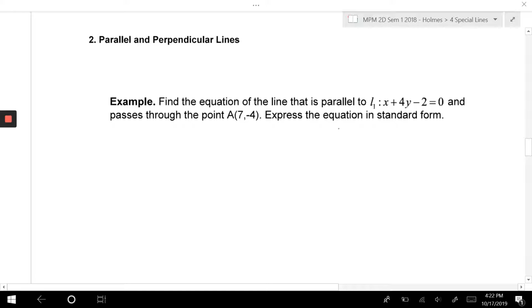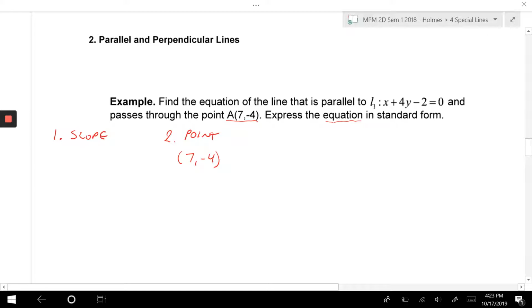So remember, to get an equation of a line, I require two things. I need a slope, and I need a point. Well, it passes through this point, so my point is easy. My point is just (7, -4). But I do require a slope.